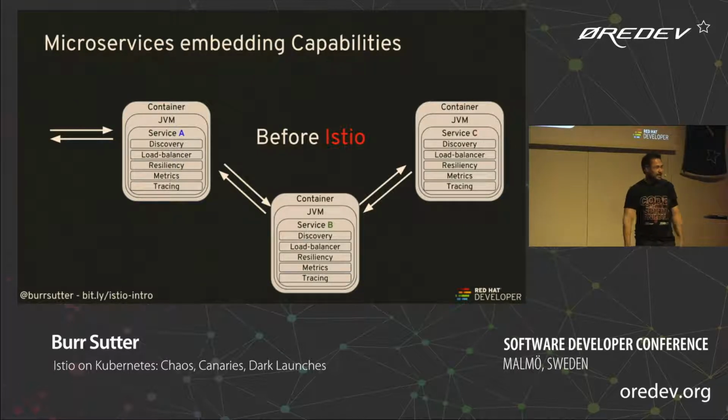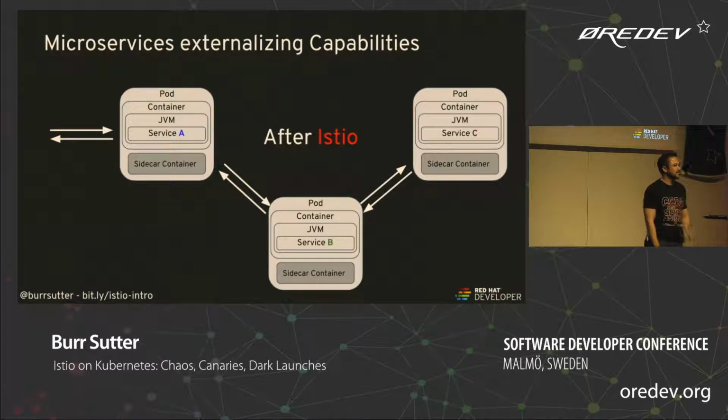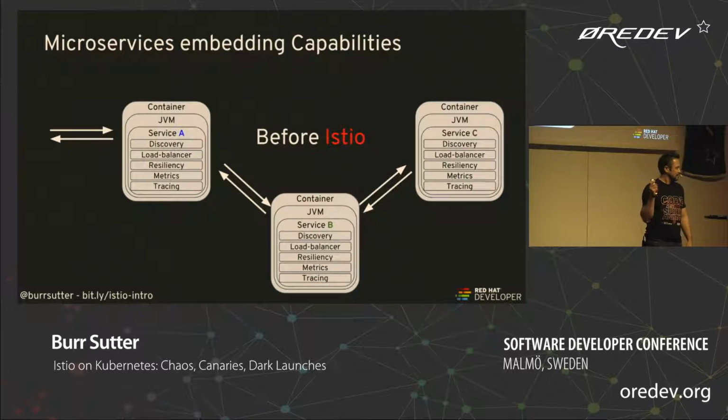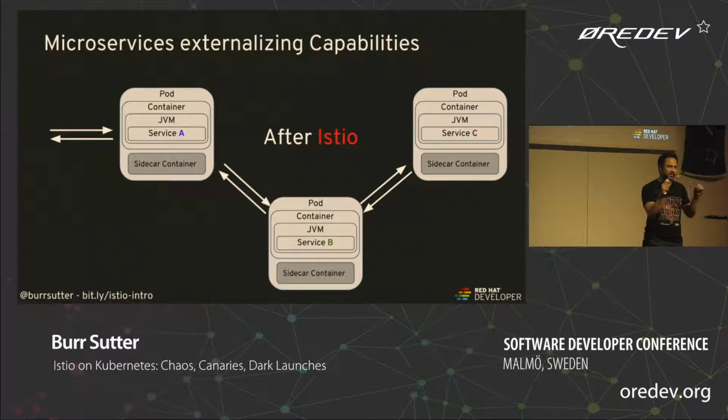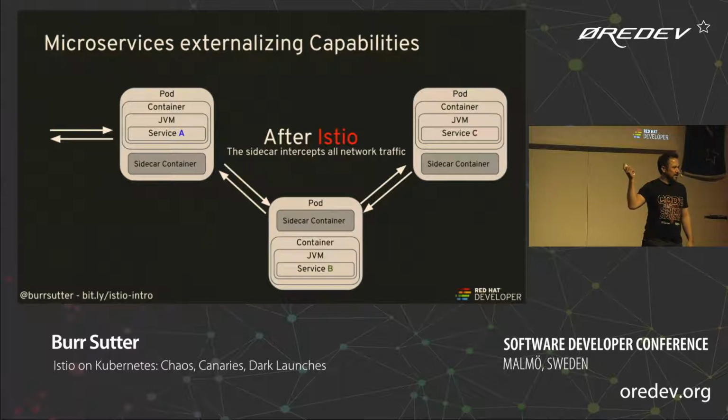So before Istio, it looked like this. After Istio, it looks like this. You see the difference there? Okay, discovery, load balancing, resiliency, metric tracing, and afterwards we have this sidecar container, and that's what I was showing you earlier with the 2/2. So now we don't have to worry about some of this stuff because it's handled at the infrastructure level, and that's how this particular technology works.